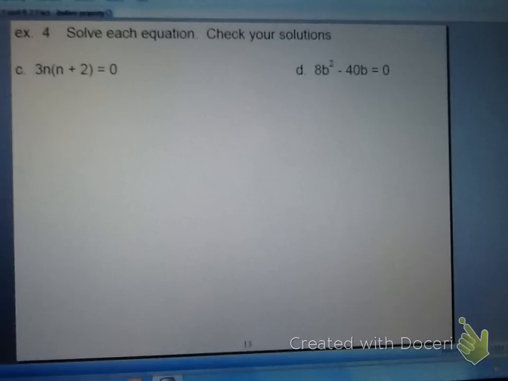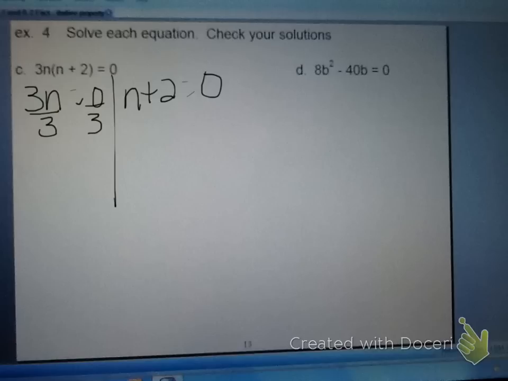Example 4c, it's already factored for you. So we put each factor equal to 0. We're going to divide by 3. So n is equal to 0. And then subtract 2. So n is equal to negative 2.